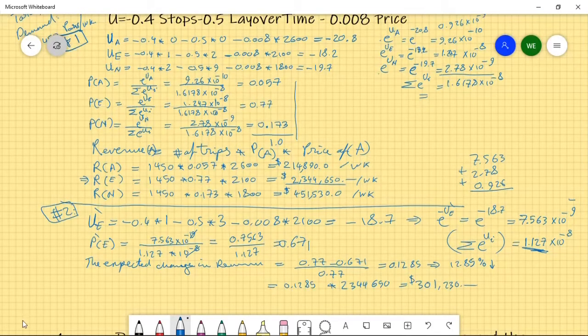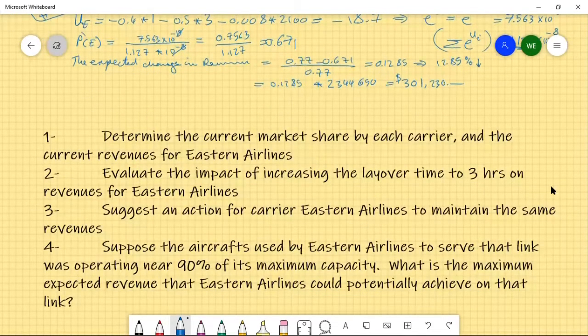Okay, so now what the company wants, we did the evaluation and we saw that if we increase the layover time, we will end up with this loss. We're going to lose this amount. This is negative actually. So now we are done with this part. The question now: suggest an action for carrier Eastern Airlines to maintain the same revenues.